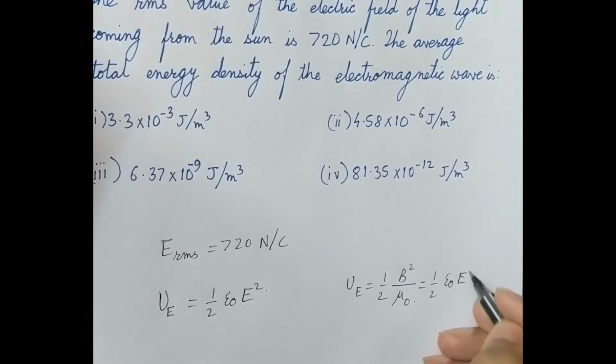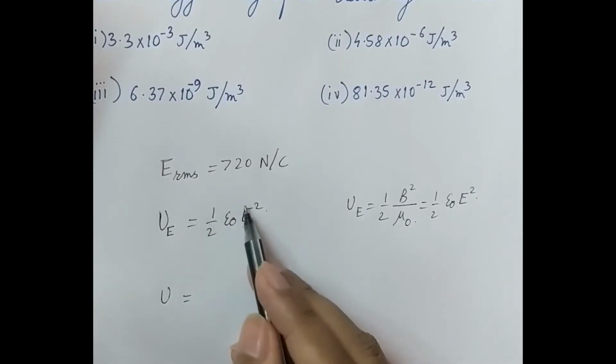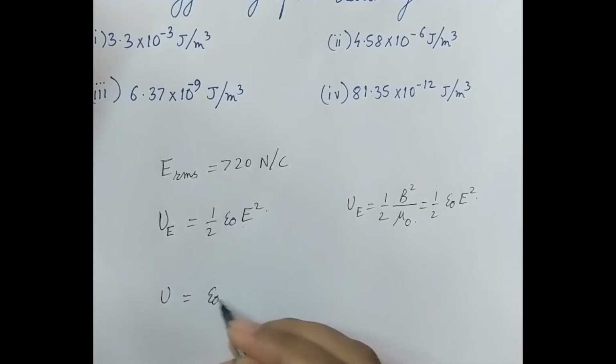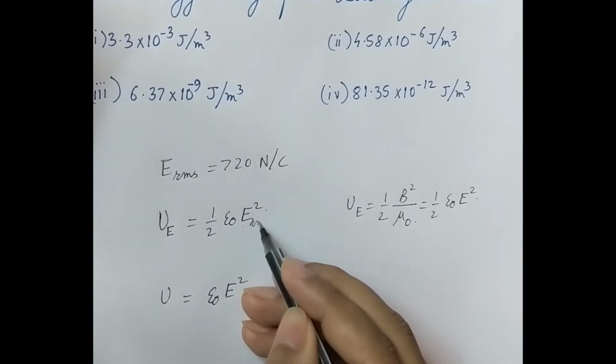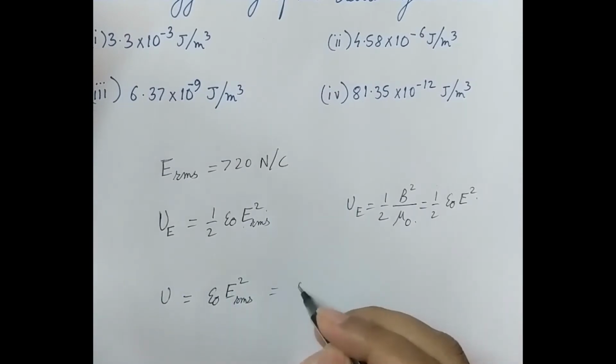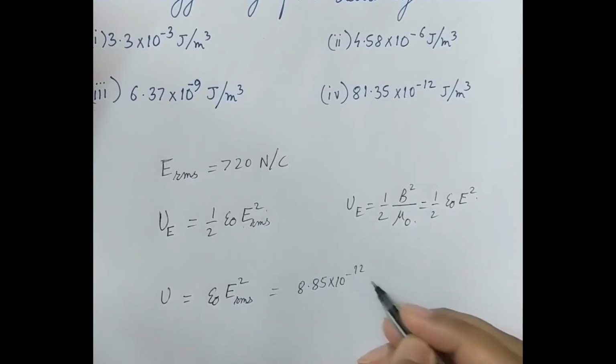So when you combine the two energies, the total energy density is just half epsilon naught E square plus half epsilon naught E square. That is just epsilon naught E square. These E's are all RMS. So we know what our answer is going to be. Let's put the values in. 8.85 into 10 to the power minus 12 into 720 square.